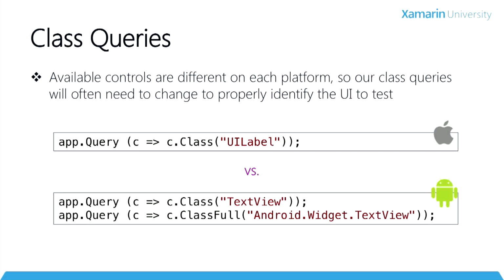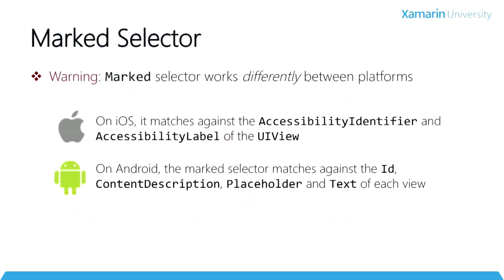On the other hand, if we use the full namespace of the class, like Android.widget.TextView, then we'll find all instances of that control and also subclasses of that control as well. This is an important distinction that you need to make when working between the platforms. The marked selector works differently as well, in that it searches different properties on each platform.